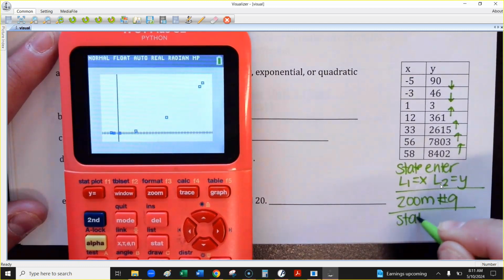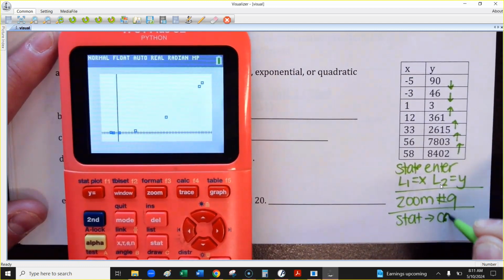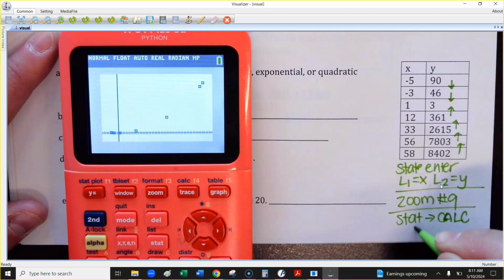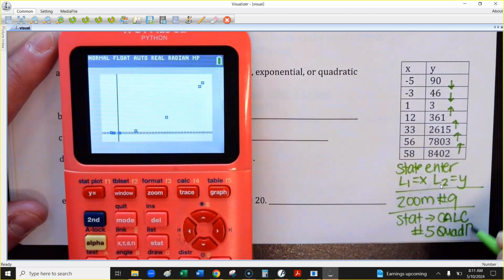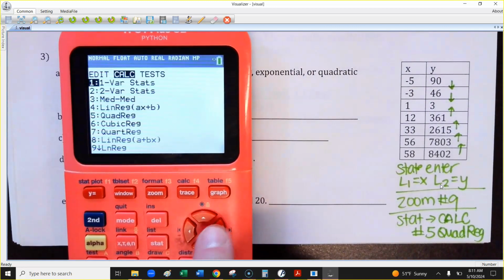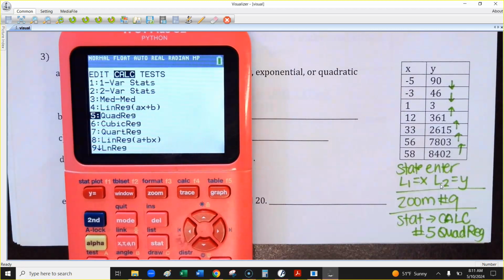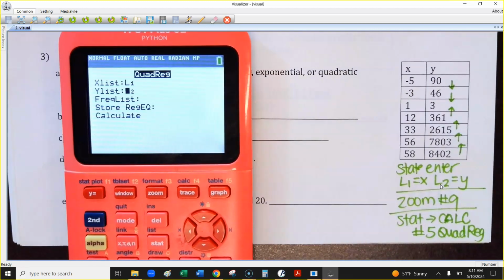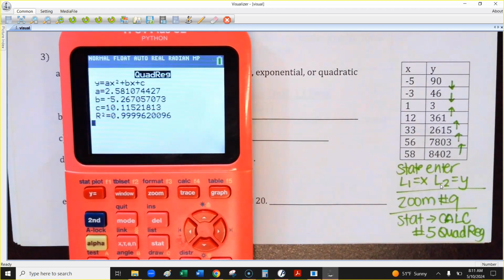stat, calc. This one on that list is going to be number 5. It says QuadReg for quadratic regression because we're going to make a parabola. So stat, calc, and you can arrow down to it or you can just type the number 5. And then just keep hitting enter till it shows up. Some people get to it faster than others.